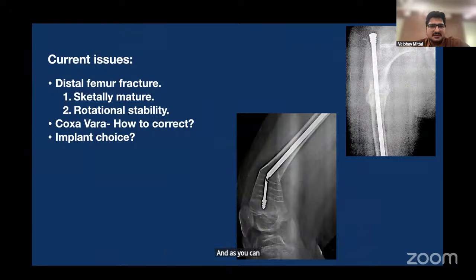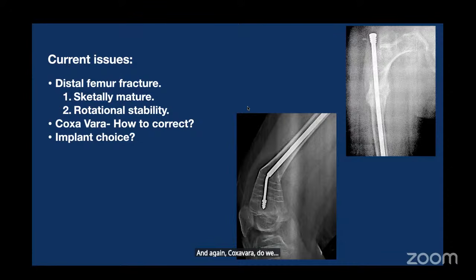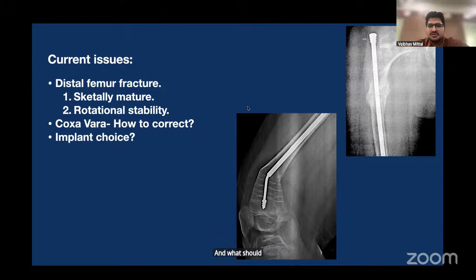And as you can see, the fracture is at the level of the end of the female rod. So probably the end of the female rod acted as a stress riser. So currently we have issues of distal femur fracture. This patient was skeletally matured, and we had issues of rotational stability with this nail, telescopic nail, and again, coxa vara. Do we treat it simultaneously, and what should be our implant choices?